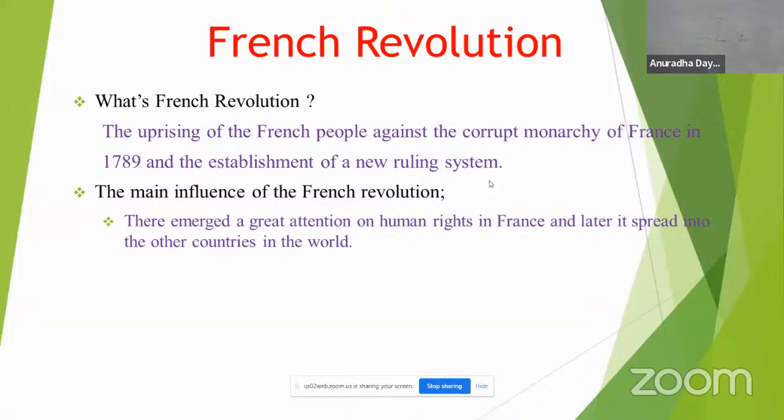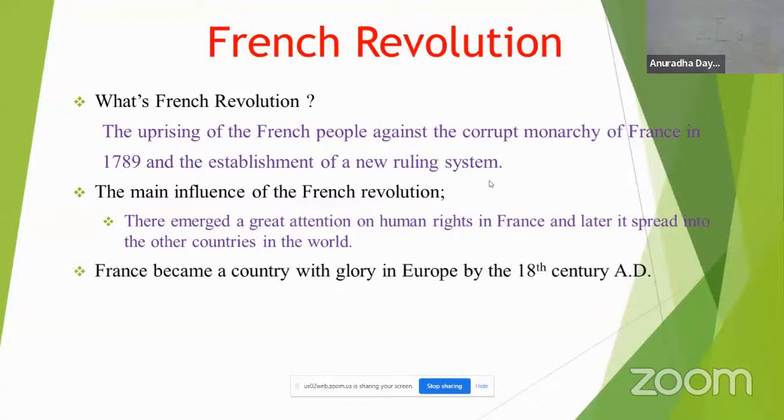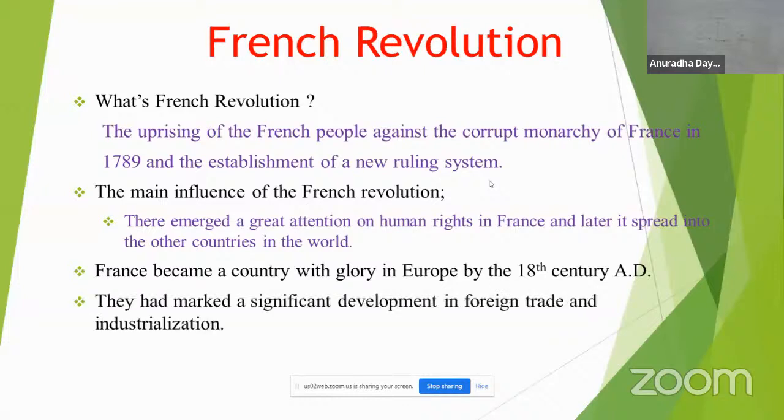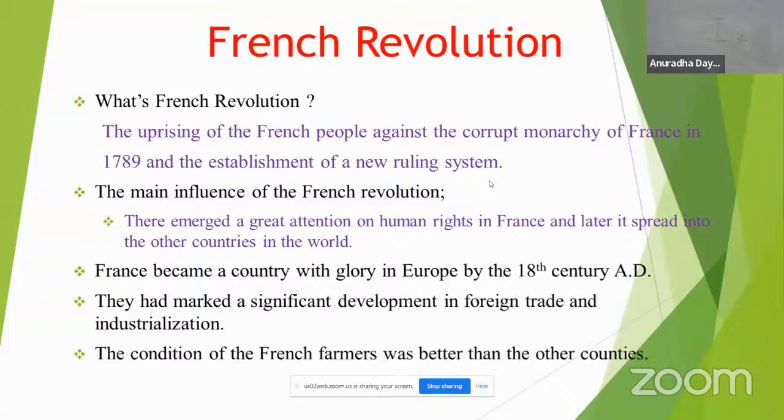So when you're writing about the results of the French Revolution, you have to write about this influence, the attention on human rights. France became a country with a glory in Europe by the 18th century. I told you the most powerful two countries in Europe were France and Great Britain before the First World War. They had marked a significant development in foreign trade and industrialization. The condition of the French farmers was better than the other countries.